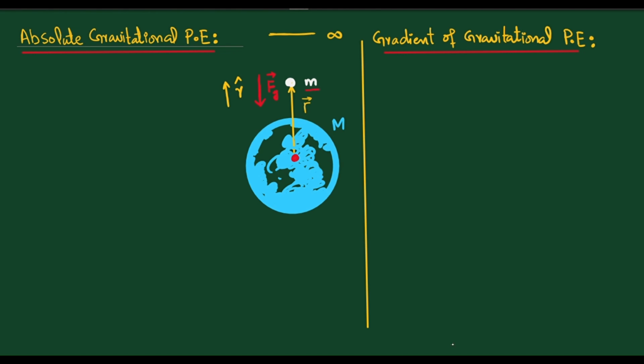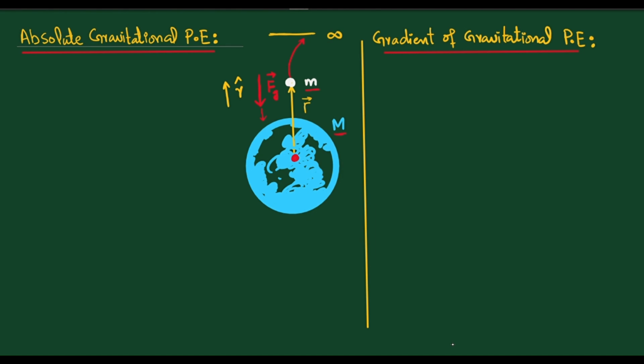The object of mass m is placed at the distance r from the center of Earth, and the mass of Earth is taken as capital M and the mass of the object is taken as small m. As we know, the gravitational force is always towards the center of Earth, which is vertically downward, and if we take the object from distance r to infinity, then we will have to do work because the Earth is going to attract the object of mass m towards its center, but we are going to take the object from a point r to infinity.